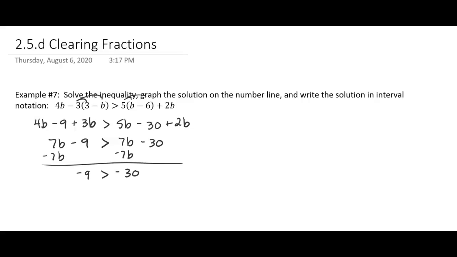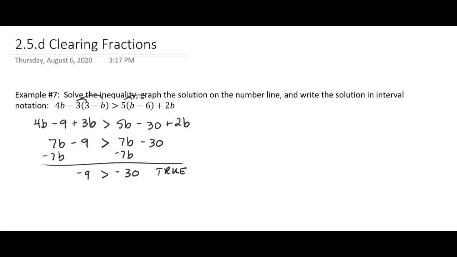All right, so in this situation, I've lost the b. So I've lost my variable. So what it means is the statement's not true or false dependent on the value of b. It's just either always true or always false. It's either an identity or a contradiction. So is it true? Is negative 9 greater than negative 30? Yes, this is true.